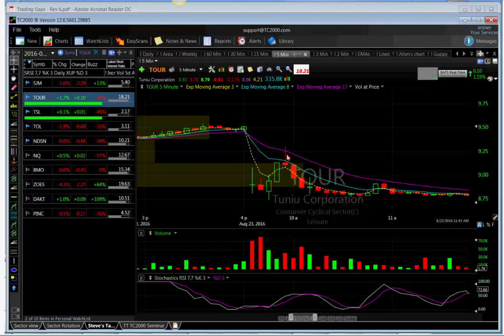And what it did is it kind of stabilized here and it rallied. Some people went long. What did it get up to? Got up to the 17 and collapsed. What did it collapse down to? The 885, 875 level.